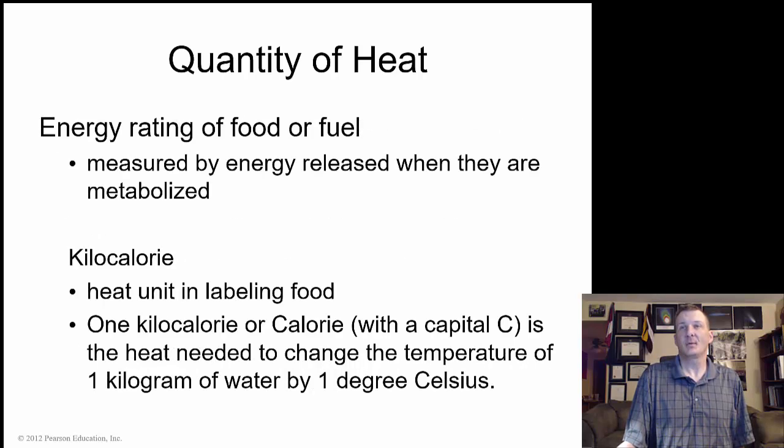Now, when you talk about energy rating of food or fuel, we actually use the term kilocalorie. And this is the heat needed to change the temperature of 1 kilogram of water by 1 degree Celsius. And this is actually kilocalories that we use in food packaging. When you see on your can of soup, it says it's 300 calories. We really mean 300 kilocalories. The calorie itself is actually a very small number.